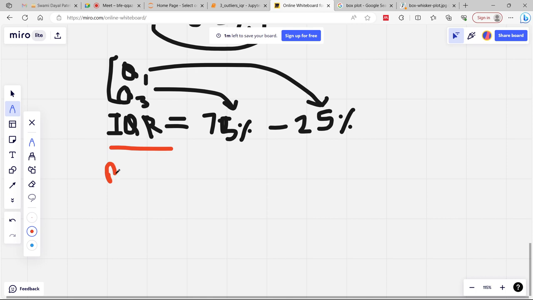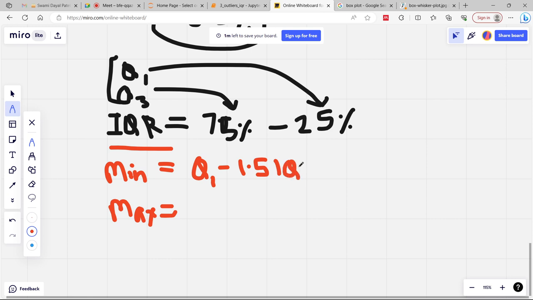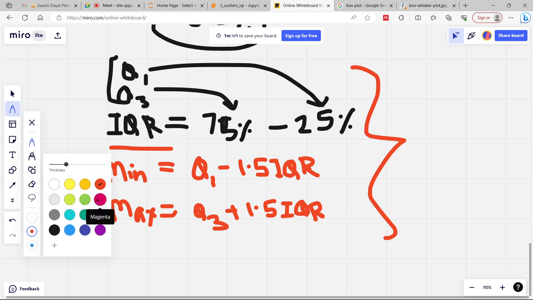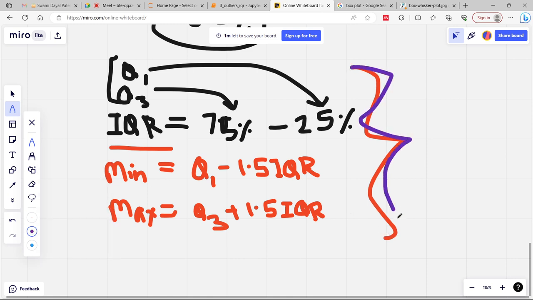Then you will have to find the minimum and maximum value. So you will say, sir, this minimum or maximum value is not the respective minimum or maximum, rather the minimum is Q1 minus 1.5 times IQR, whereas the formula for maximum is Q3 plus 1.5 times IQR. Did you get this formula? This is just a summary of the box plot. Apart from this, you don't need to remember any formula in the box plot. You have all the formulas in between.